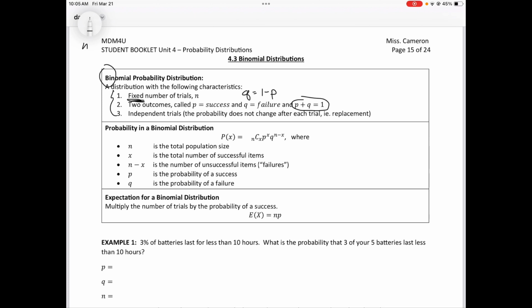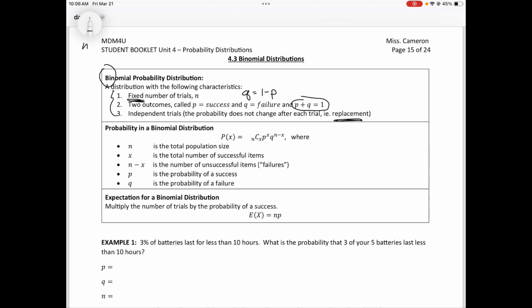And these trials are all independent. As you continue to repeat the trials, the probability does not change. In other words, replacement is a thing here.